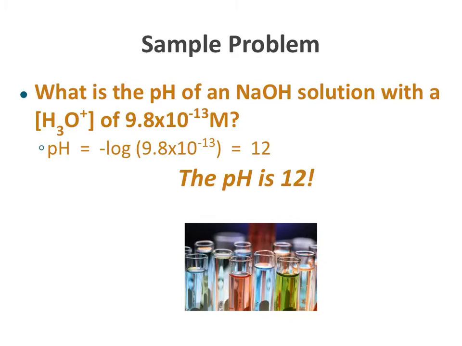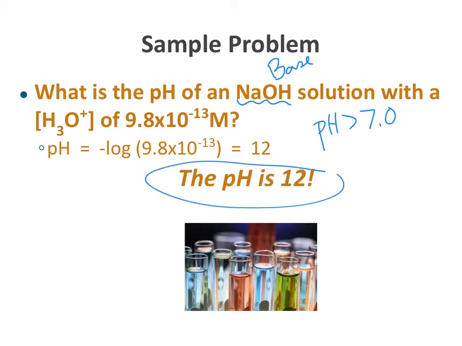In this particular situation, we're again calculating pH from hydronium ion concentration, and here we have a hydronium ion concentration of 9.8 times 10 to the negative 13 for sodium hydroxide. Sodium hydroxide is a base, so this pH should be greater than 7. We want to make sure we do it right. Negative log of 9.8 times 10 to the negative 13th gives us a pH of 12, which, yes, is greater than 7.